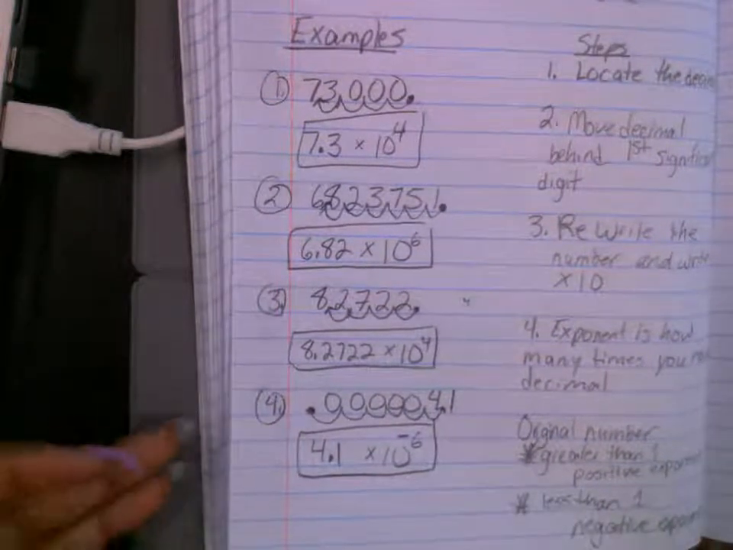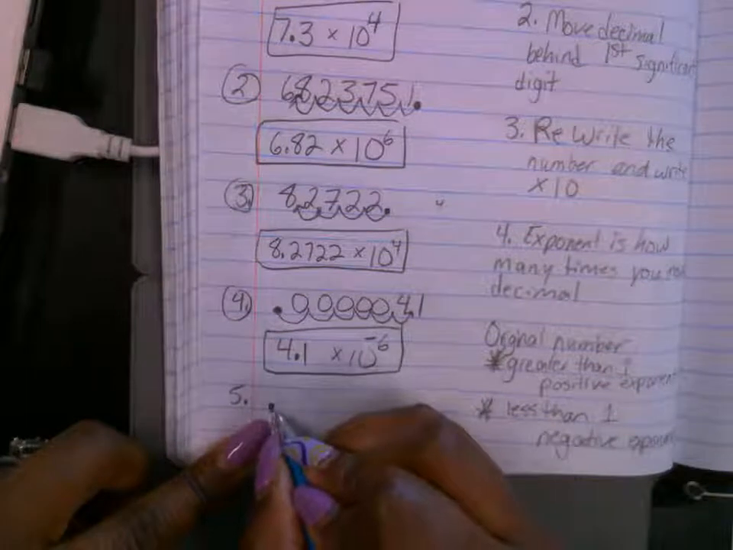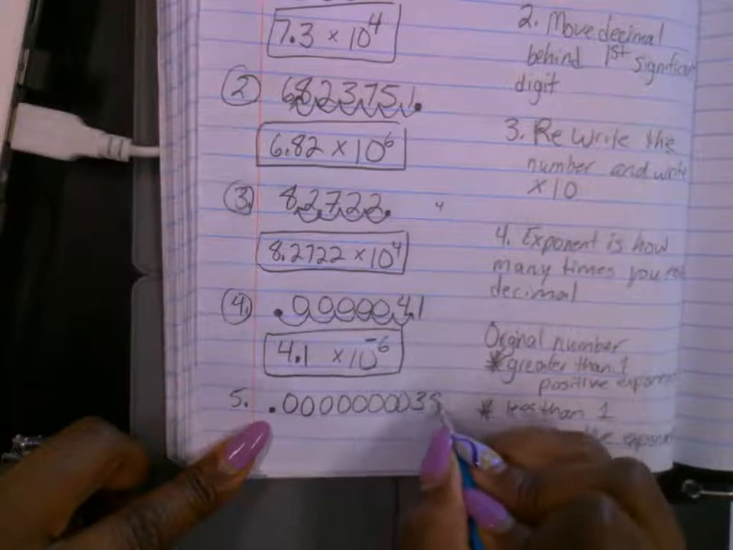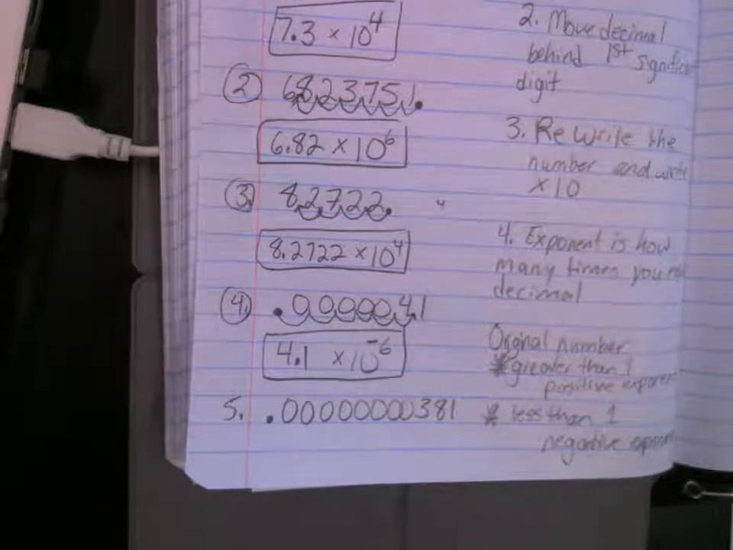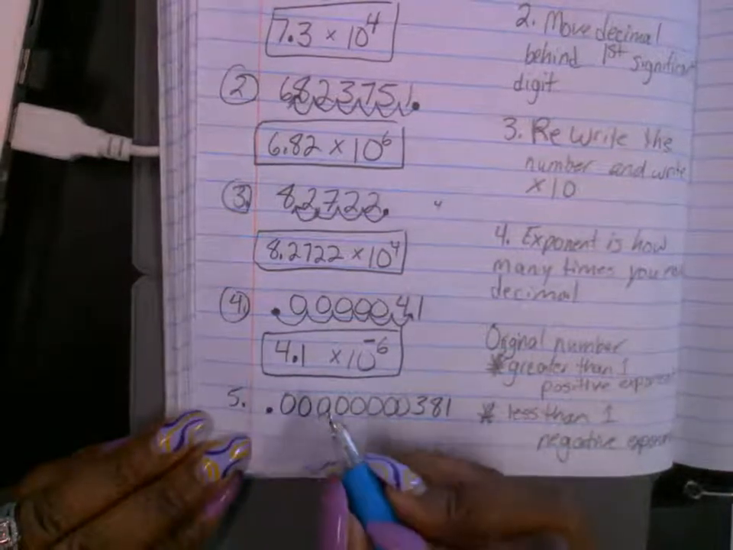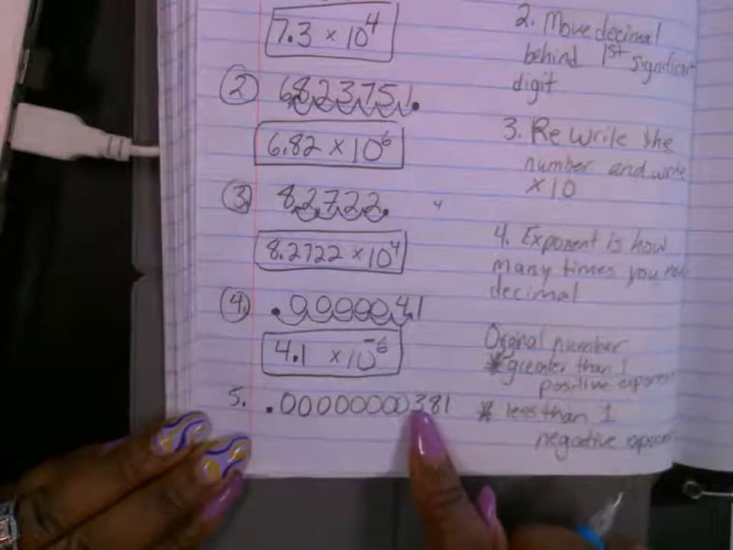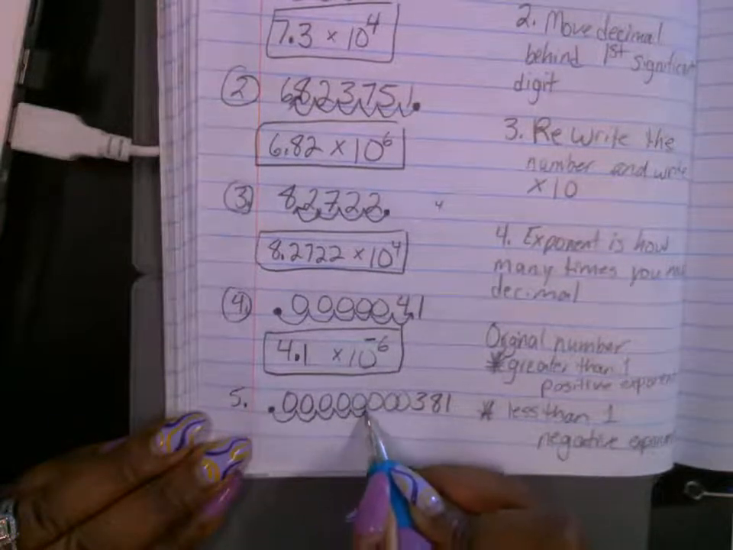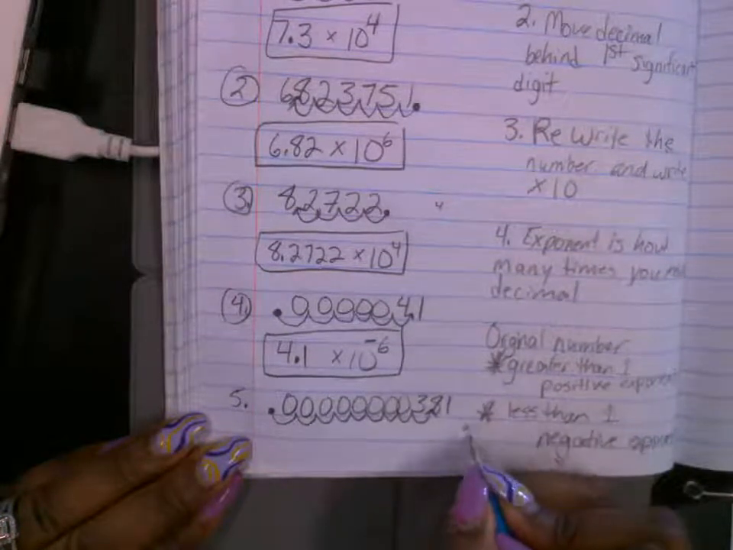Okay, so now let's see if you can do this one. Pause for the cause. All right, let's try it. Here, we're going to move the decimal behind the first significant digit. The first digit you come to from left to right is 3, so move it behind the 3. That's 1, 2, 3, 4, 5, 6, 7, 8, 9. You have to move it 9 times. I'll put a 9 over here so I remember.